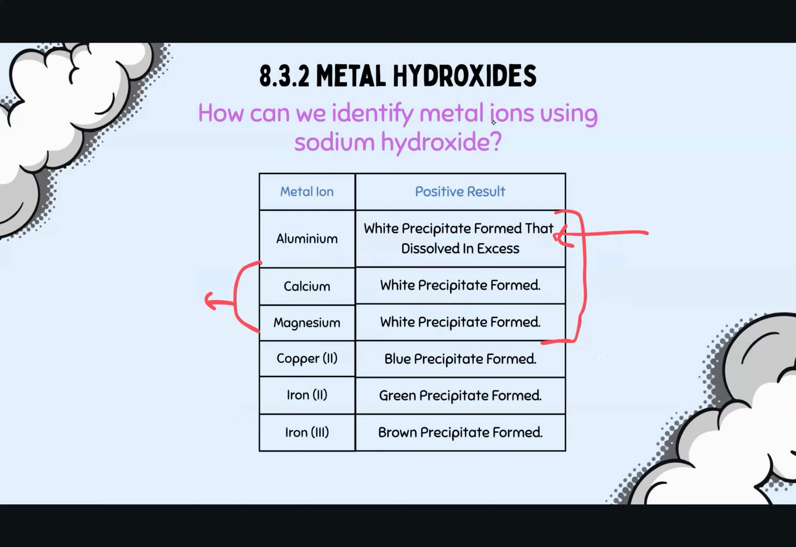Copper 2 makes a blue precipitate. And we should know that from copper 2 sulfate when we made salts, or when you made salts in school. Iron 2 makes a green precipitate. Iron 3 makes a brown precipitate. So again, you need to memorize this.